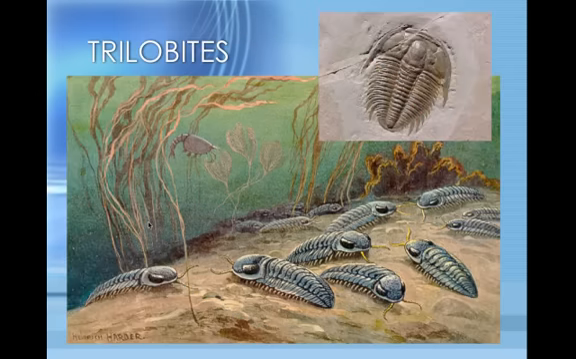Trilobites are extinct, but they were common in the shallow seas of the Paleozoic era. The great Permian extinctions that ended the Paleozoic era and caused their extinction were about 250 million years ago.